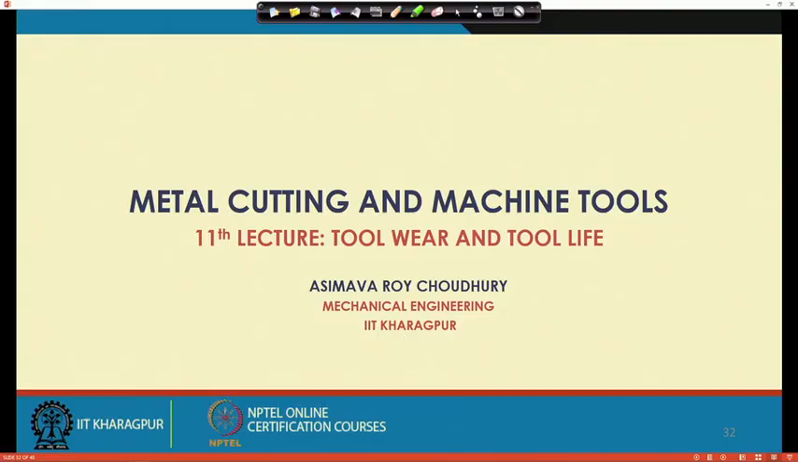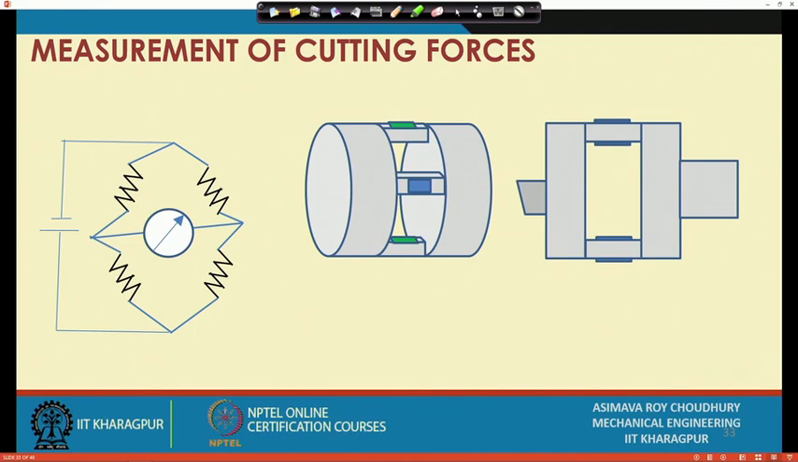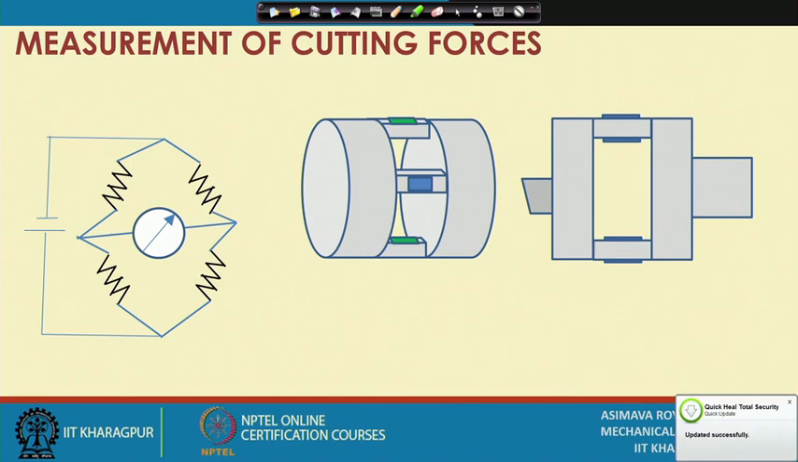So, to start with, when we were talking of measurement of cutting forces, we discussed the theory of strain gauges. We understood that dR by R divided by the strain, equal to the gauge factor, was roughly equal to 2, which showed that there is a relation of proportionality between resistance change and strain.